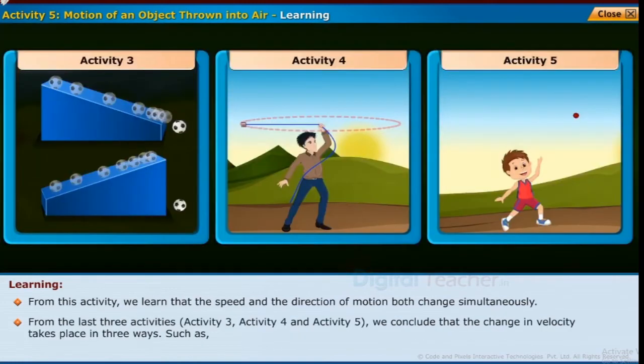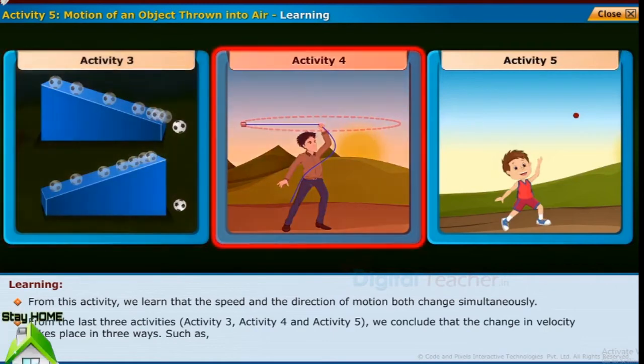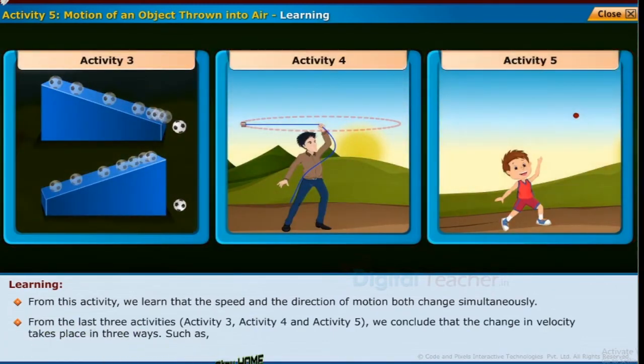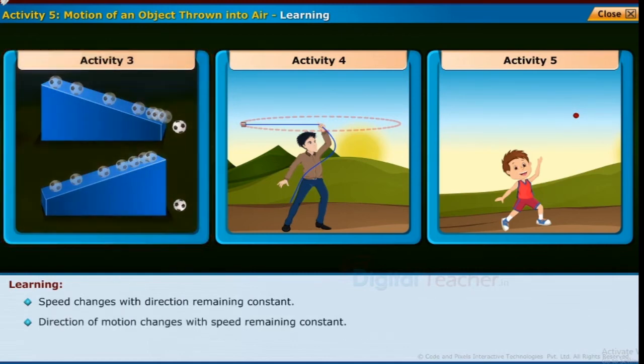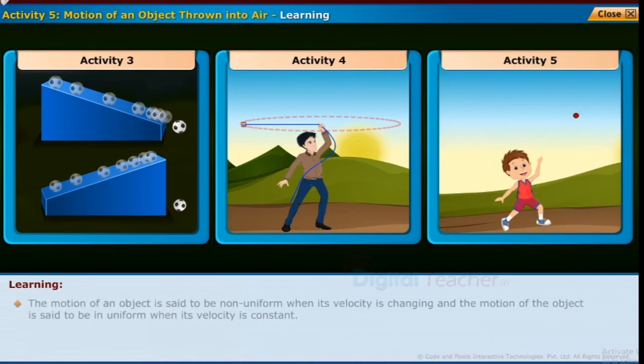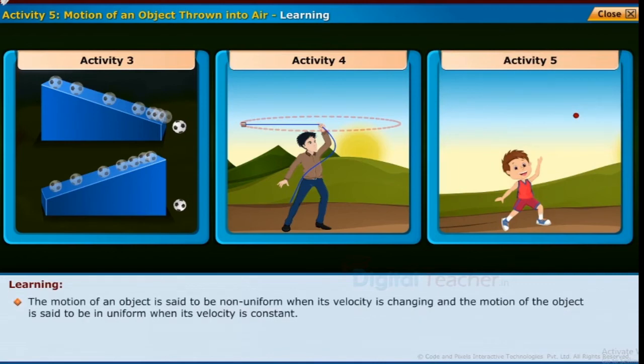From the last three activities, Activity 3, Activity 4, and Activity 5, we conclude that the change in velocity takes place in three ways: speed changes with direction remaining constant; direction of motion changes with speed remaining constant; both direction and speed change simultaneously. The motion of an object is said to be non-uniform when its velocity is changing, and the motion of the object is said to be uniform when its velocity is constant.